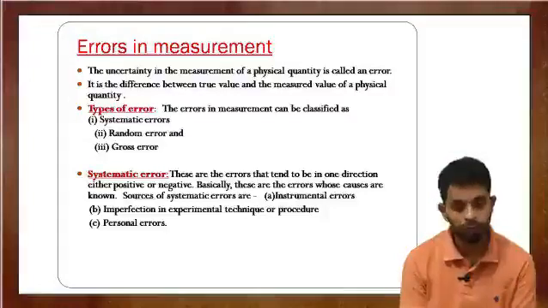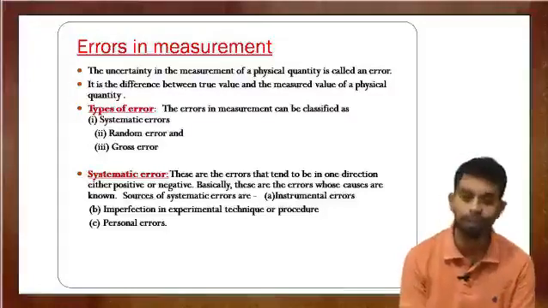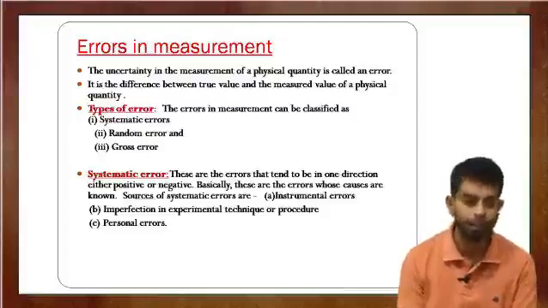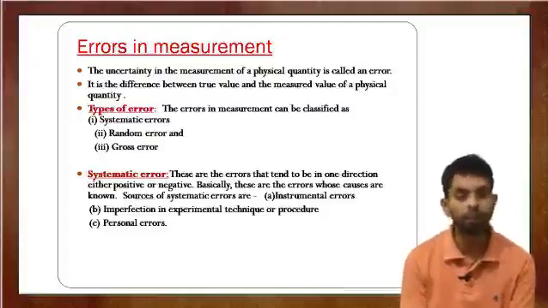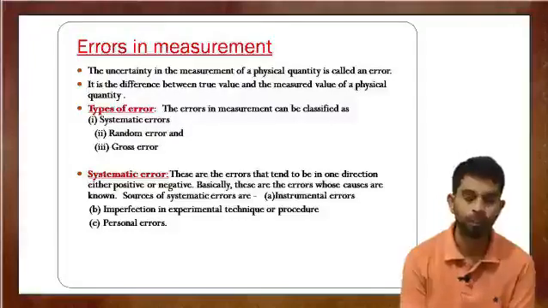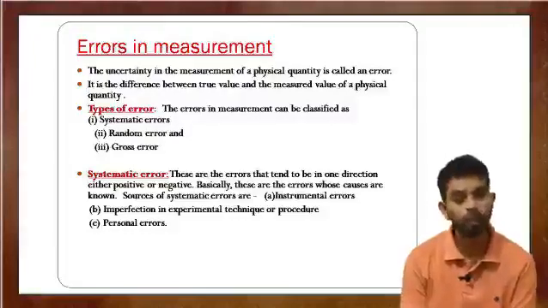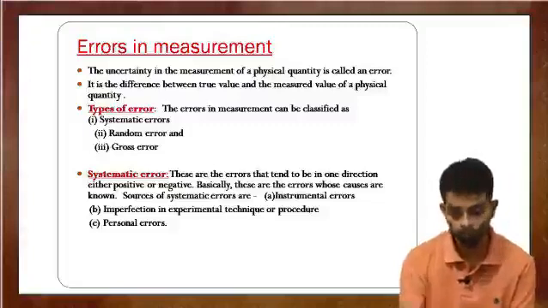And another error is imperfection in experimental technique or procedure. Whenever you are measuring anything, if the procedure is wrong, there must be an error. And there is personal error. It can be minimized if you measure many times.